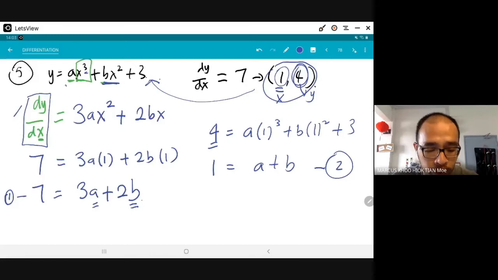Somebody turn off your mic please. Okay, 1 equals to A plus B, you get the second equation. Kamu ada equation ini, kamu ada equation ini, kamu boleh buat simultaneous equation lah. Okay, saya tunjuk sampai sini sahaja.